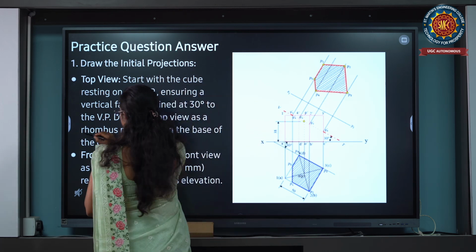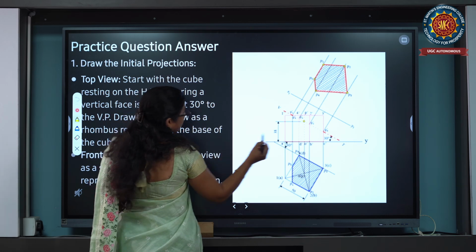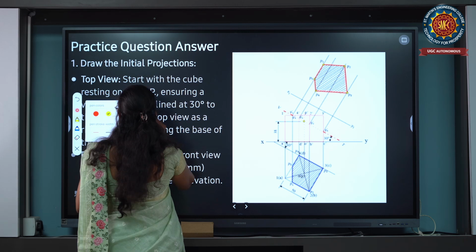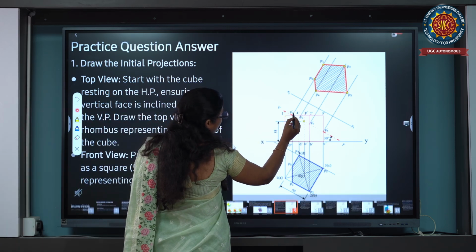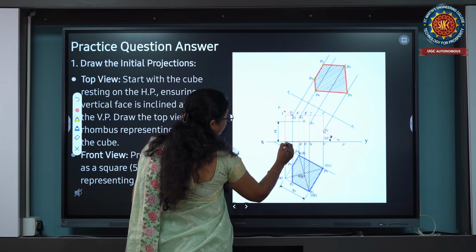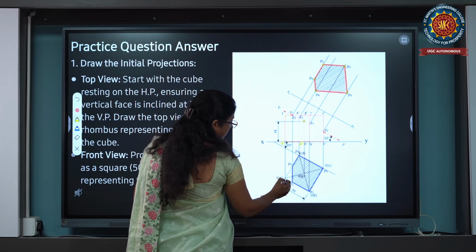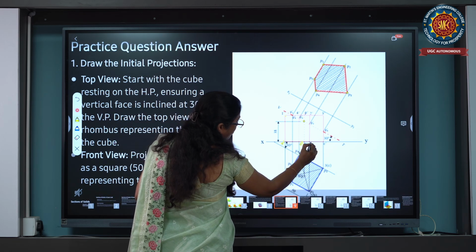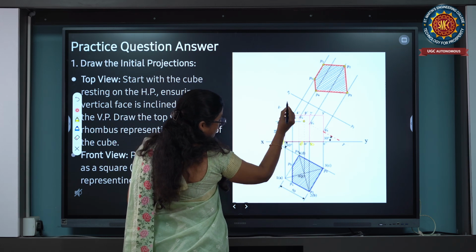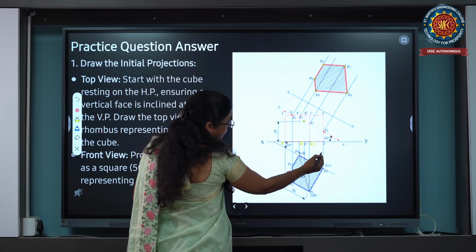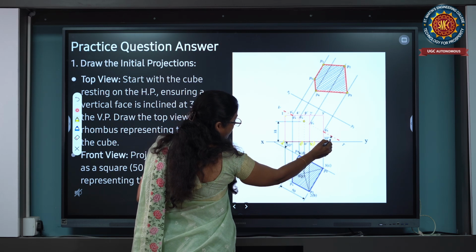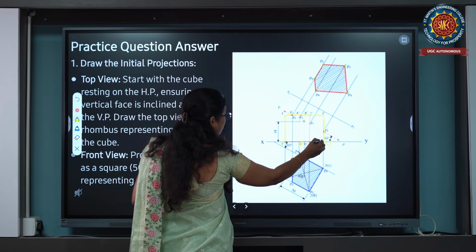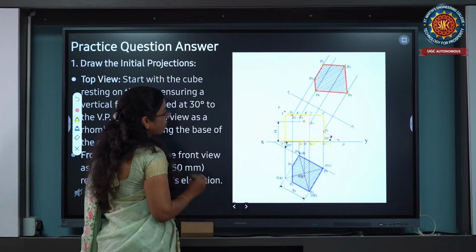The front view is denoted by lowercase letters with a dash. So this one is a dash, this one is d dash, because this one is a and this one is d. So this one is b. From point b, that projection is called b dash. From point c, the projection is called c dash. And then take a 60 mm length of line and draw a rectangle, that is the front view of the square prism.